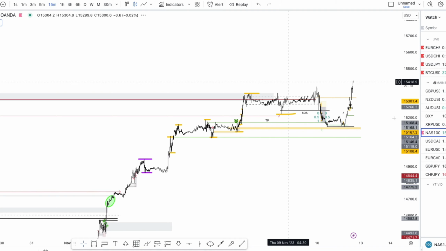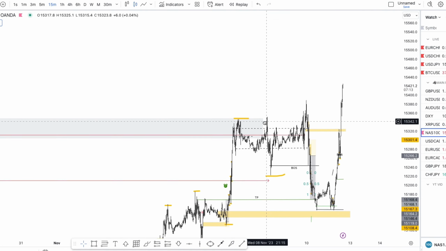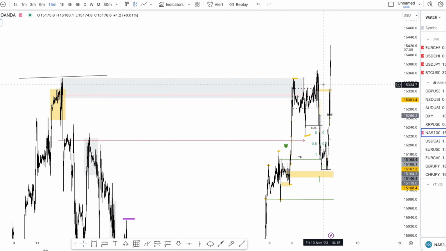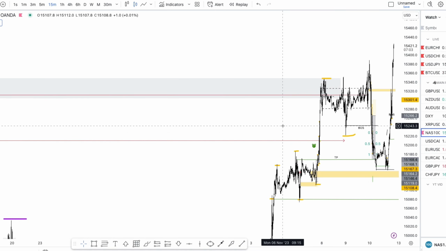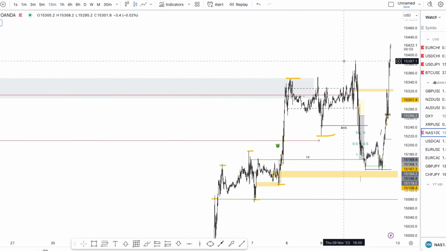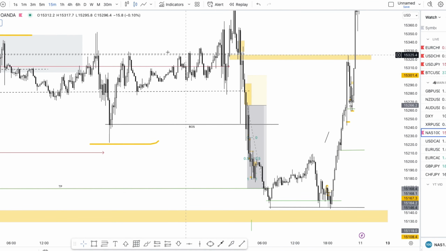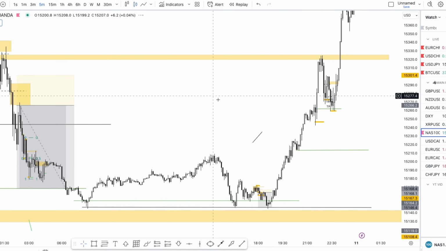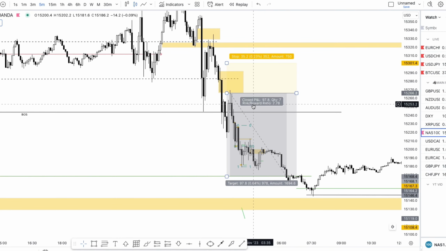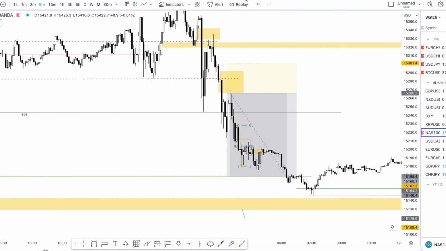Then I zoomed in on the 15-minute and noticed we had this break to the upside, breaking one of these previous structures. And usually when that happens, it's not just going to go completely up before going down, right? So I knew it was going to come back down before going up and breaking out of that structure. On the 5-minute, I saw a supply zone that I was interested in, and it was this zone right here.